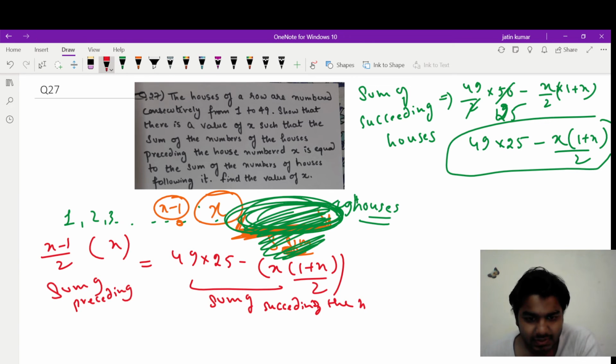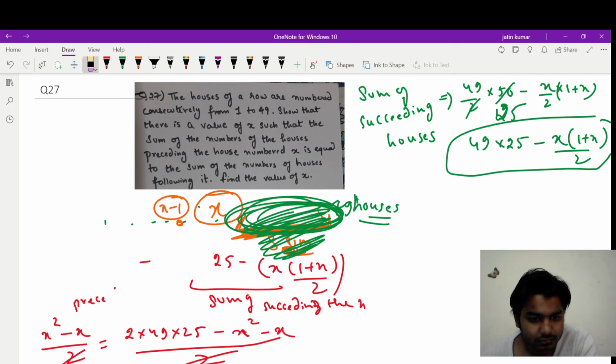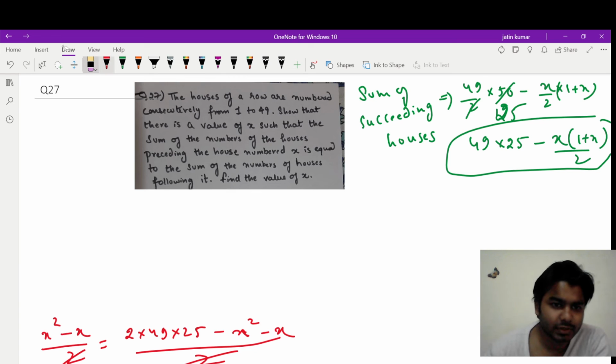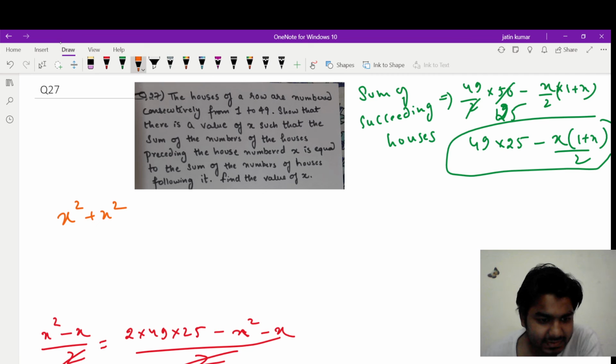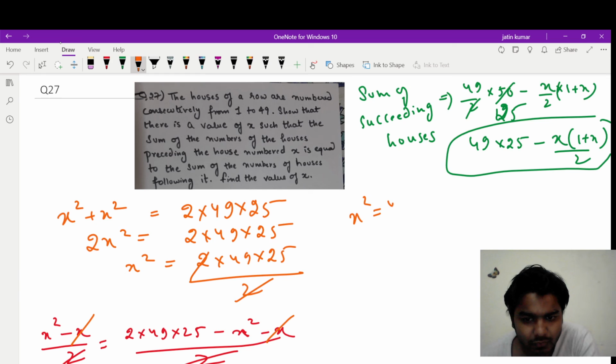Now what do we do? Take the LCM. So x squared minus x upon 2, and here too, 2 into 49 into 25 minus x squared minus x upon 2. So 2 and 2 will get cancelled, and x squared plus x squared minus x and minus x will also get cancelled, and we are left with 2x squared is equal to 2 into 49 into 25. So x squared is equal to 49 into 25. If we square root both sides, then x is equal to 7 into 5.